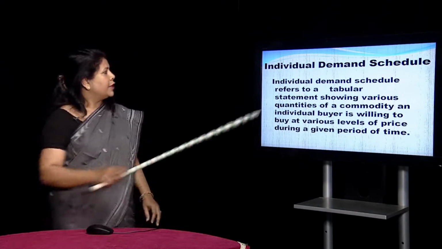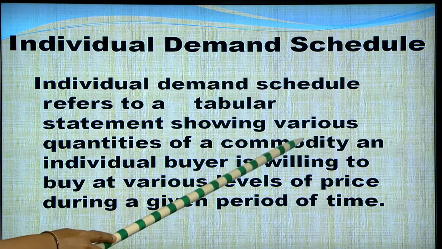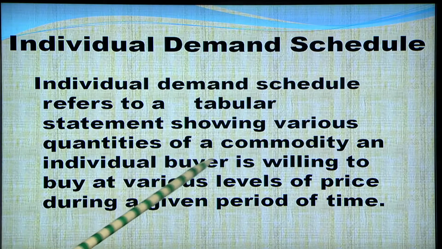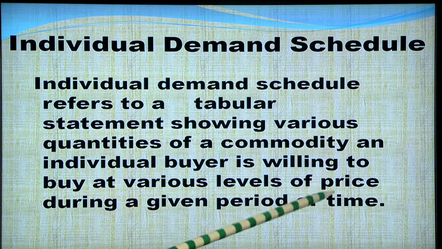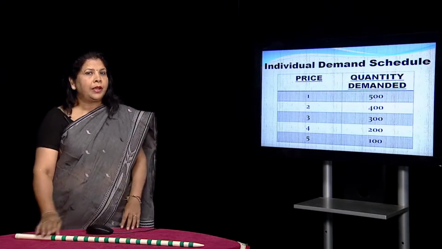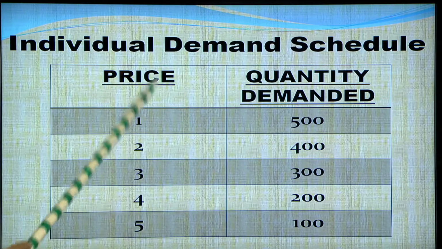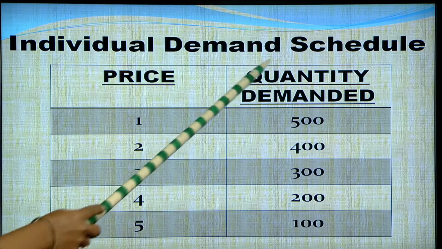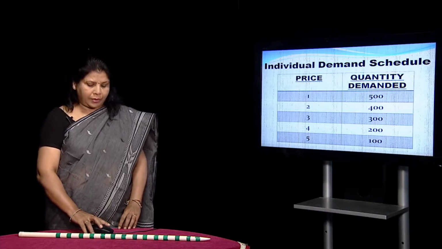To understand the law of demand, let us first understand the individual demand schedule. The individual demand schedule refers to a tabular statement showing various quantities of a commodity an individual buyer is willing to buy at various levels of price during a given period of time. As shown here, this is an individual demand schedule. That is, in a tabular form, you have the price per unit of the commodity, and simultaneously the quantity demanded of that commodity.